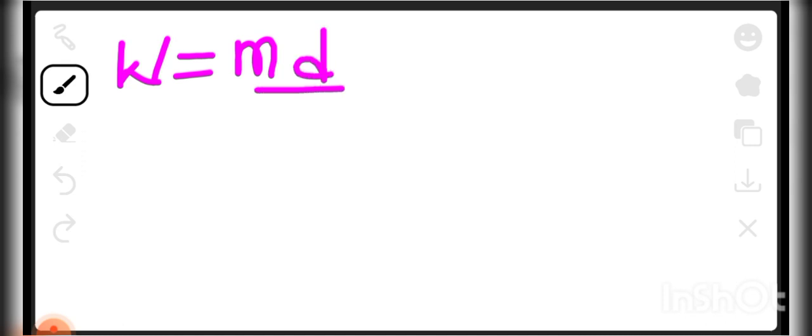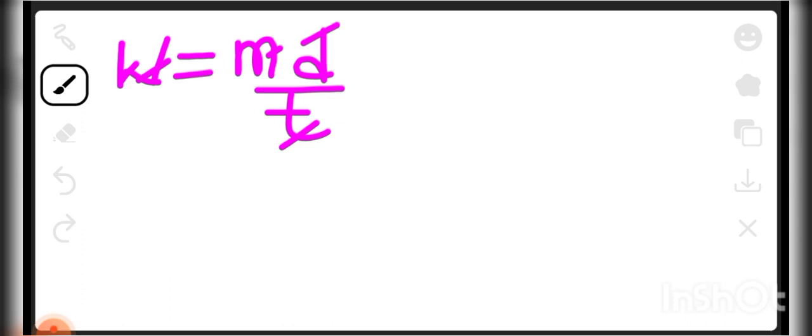All right, the work done by a body is given by the formula W is equal to MD over T. What is M? What is D? What is T? Where W is work, M is momentum, not mass. D is distance. T is time.